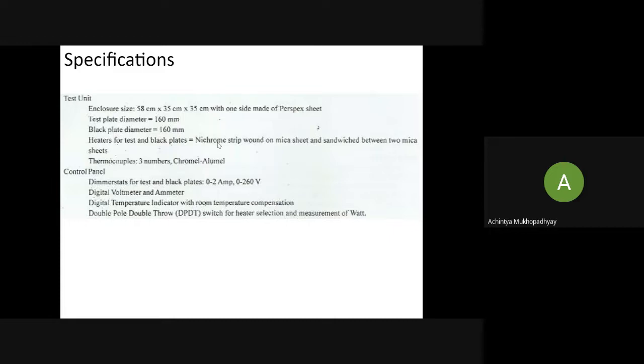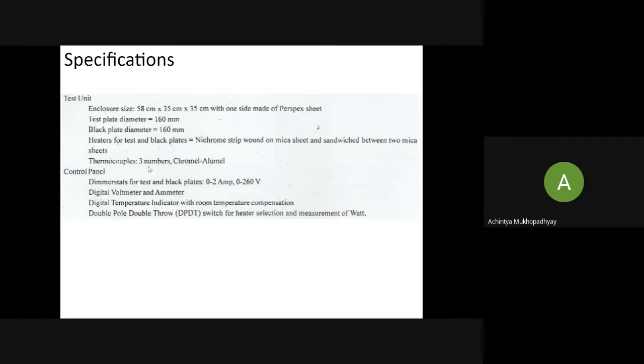Both the heaters are nichrome strip wound on a mica sheet and sandwiched between two mica sheets. So the heating arrangement is very much like what you have in an electric iron. And there are 3 thermocouples of chromel alumel. These are different alloys.